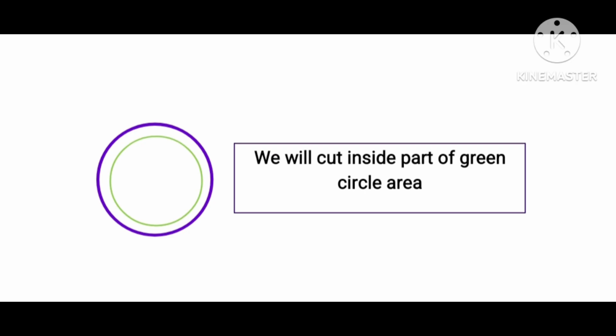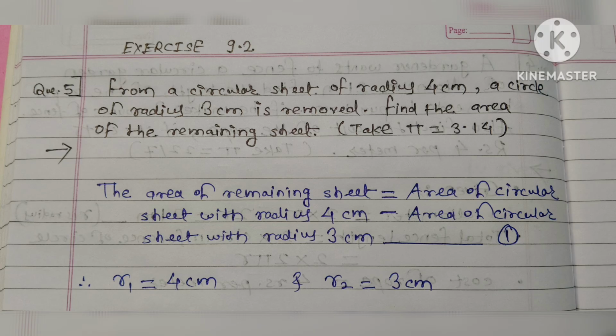We have to cut the inside green part of the circle, and find how much the remaining area is. After looking at the diagram, we can easily say that the area of the remaining sheet is equal to the area of the circular sheet with the radius 4 cm, that is the area of the bigger circle, minus the area of the circular sheet with the radius 3 cm, that is the area of the smaller circle.